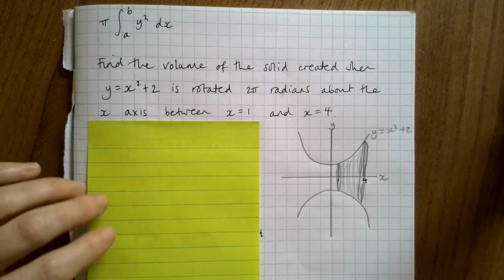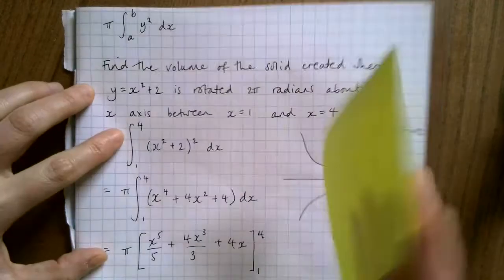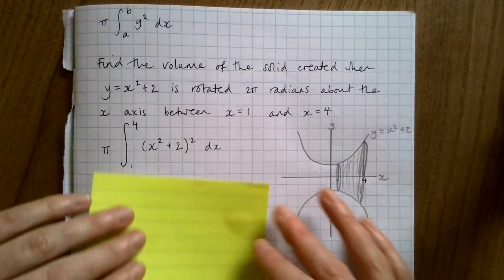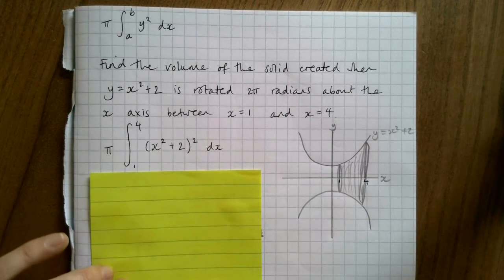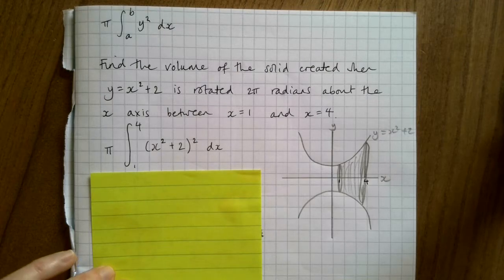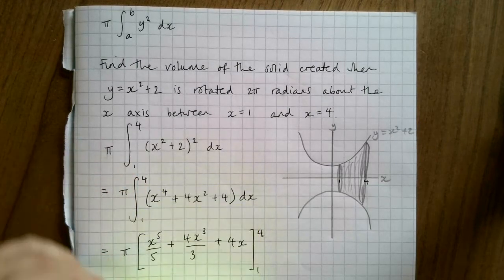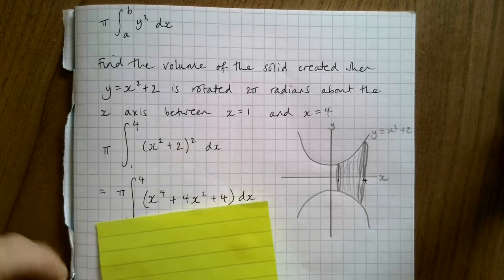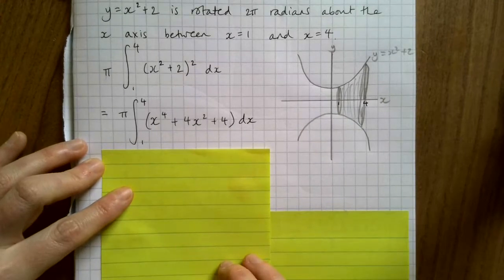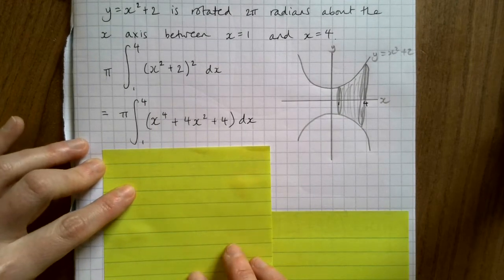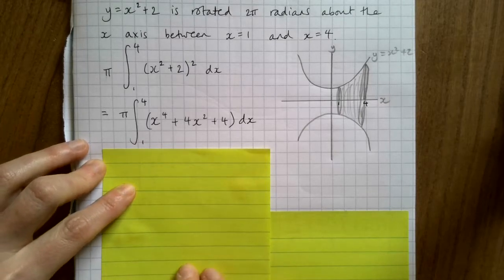Okay, so first thing, we'll write out what we're going to do. So we're going to integrate y equals x squared plus 2, all squared, between 1 and 4 and multiply it by pi. So if we work out what x squared plus 2 all squared is, it's x to the power of 4 plus 4x squared plus 4. And if I integrate that, you can pause the video here and have a little go if you want. And then I'll uncover my answer.